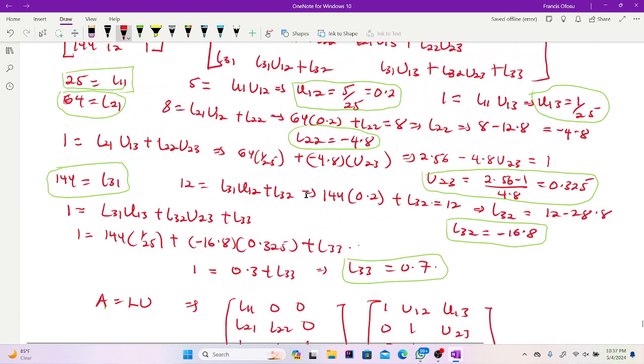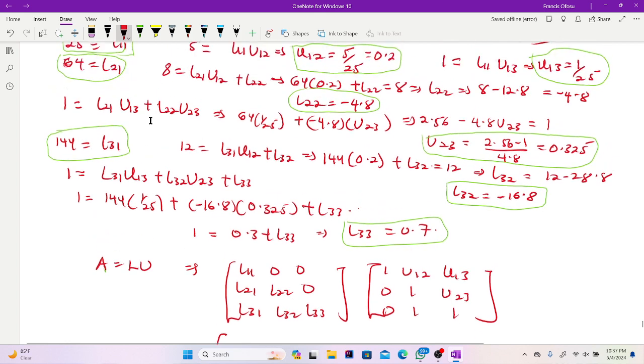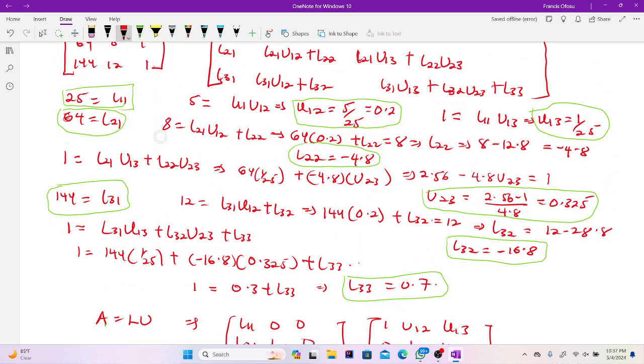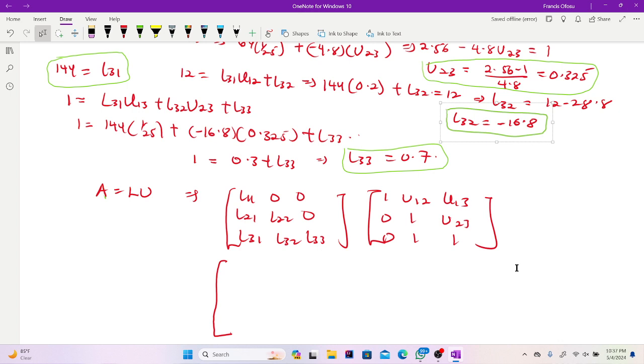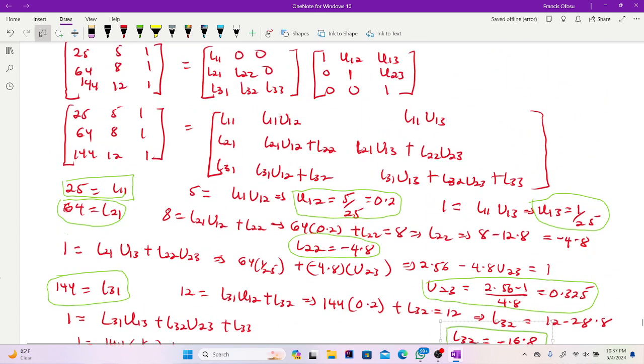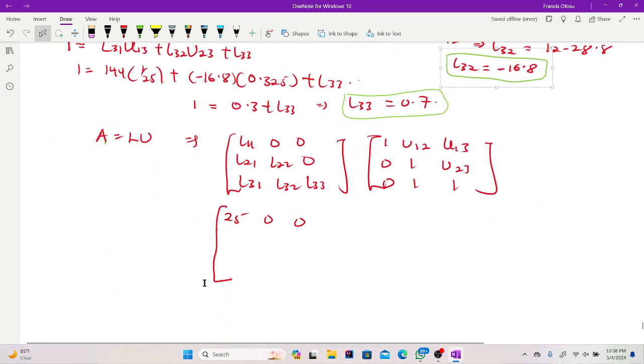So what was our L11? Our L11 was 25. So we simply write 25. Then I keep on filling in the entries. So L11 is 25, so I simply write 25 here, right? Then my L21 is 64, so I simply write 64. Then L31 is 144, so I simply write 144, right?